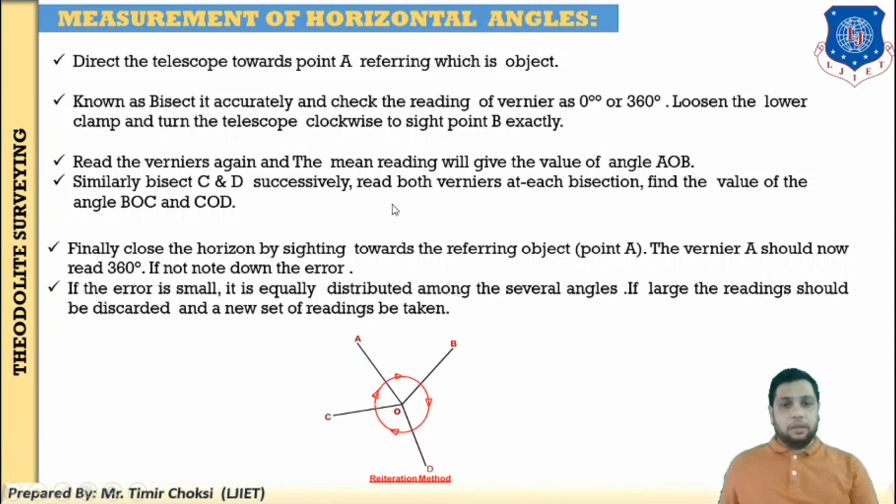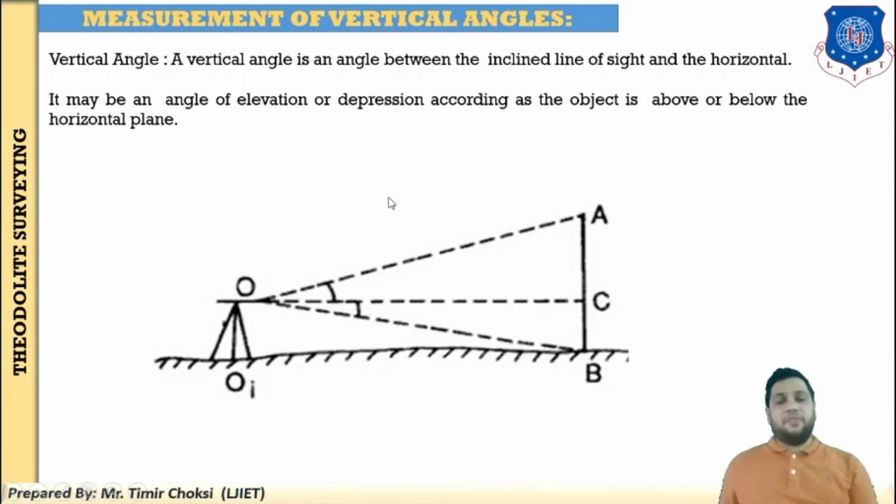Now, measurement of vertical angle. In this topic, theodolite surveying, we focus only on finding the horizontal angle. The vertical angle method is not given in this syllabus, but I will give an overview. Vertical angle is an angle between the inclined line of sight and the horizontal.